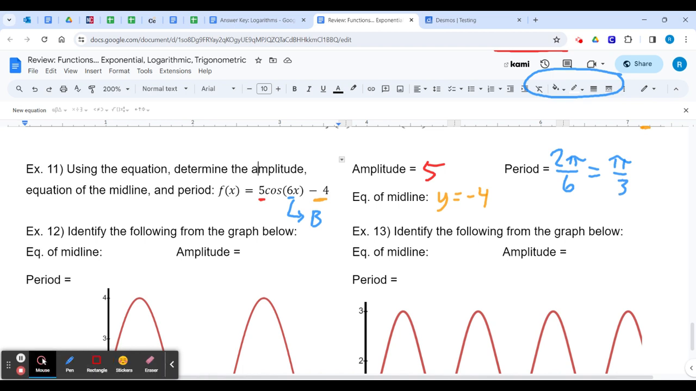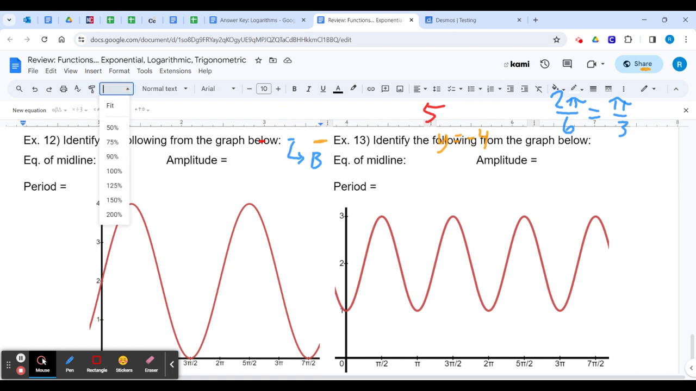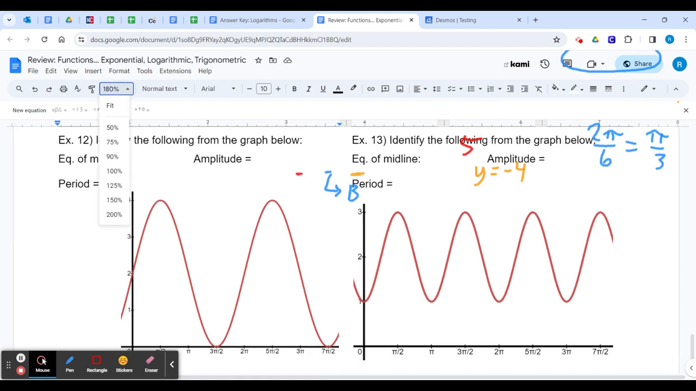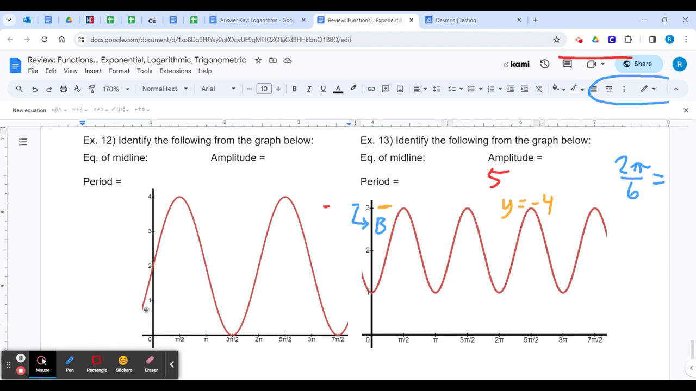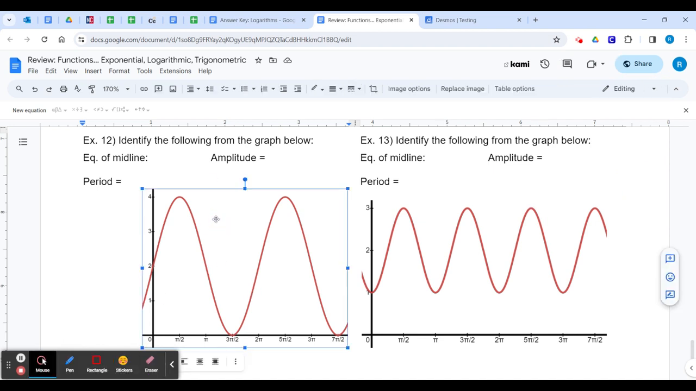And probably more importantly than reading these from the equation is the ability to read these from our graphs. It looks like I'm going to have to zoom out just a little bit on this so you guys can see everything that I'm working with. Maybe a little more. And let's go one more time. Okay, so let me clear the selection out. In this first graph below, we are going to identify the midline, the amplitude, and the period.